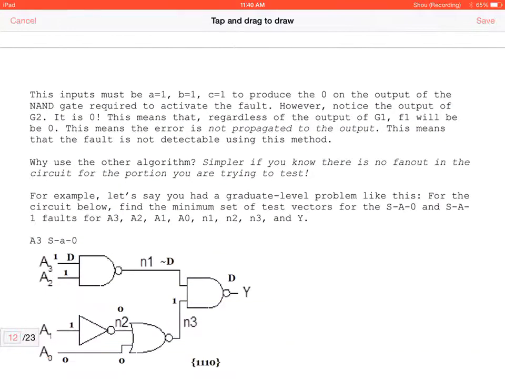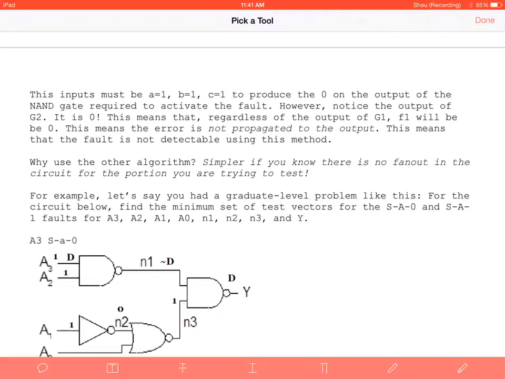And so I've already kind of discussed why we would want to use it. The previous algorithm is simpler for instances when you don't have fan out. It's going to save a lot of time, as you guys will see. But by using the D algorithm for circuits that you know to have fan out, you'll improve your fault coverage.